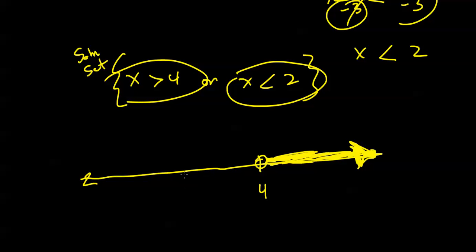Similarly, less than 2. Well, less than 2 means left of 2. Strict inequality means open circle here, and shade in all numbers all the way down to negative infinity, left of 2 on the number line. Alright, so we have the solution set and the graph.